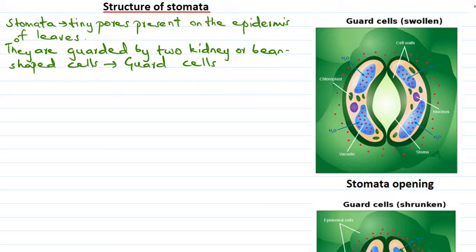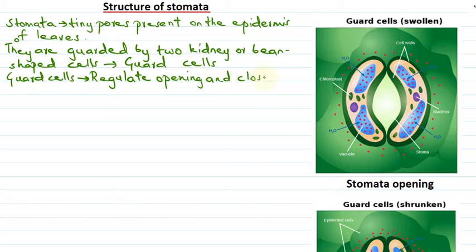Okay, now what happens, these guard cells, what do they do? They help in regulating opening and closing of stomata. So the opening and closing of stomata is regulated by these guard cells, which are kidney shaped or bean shaped in structure.